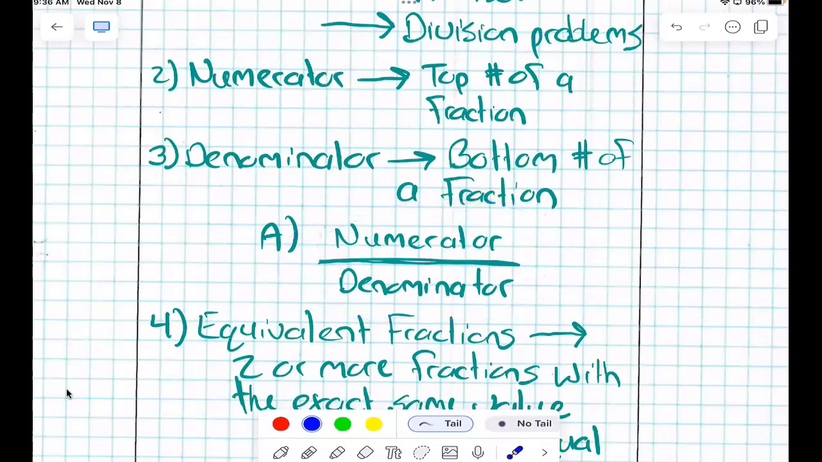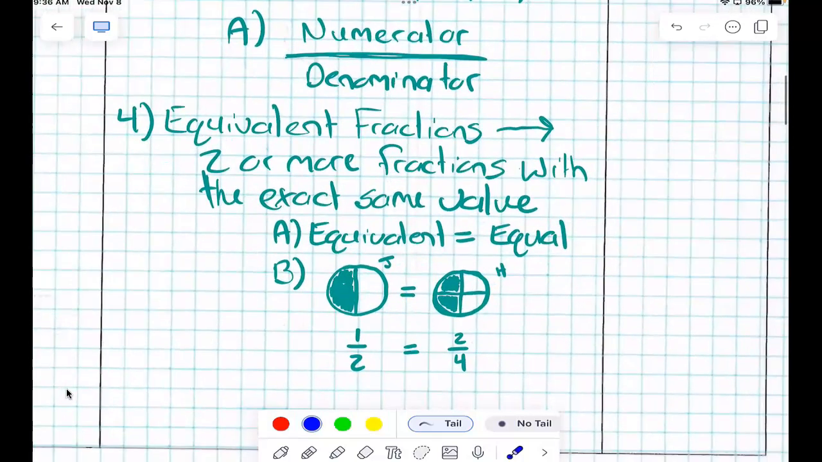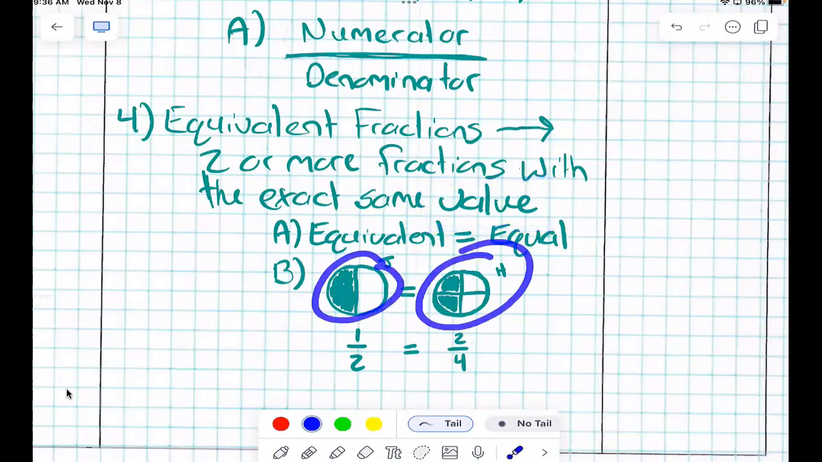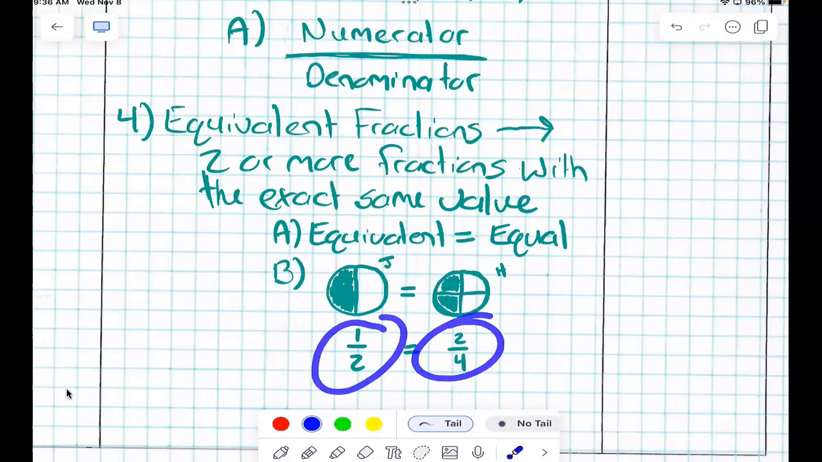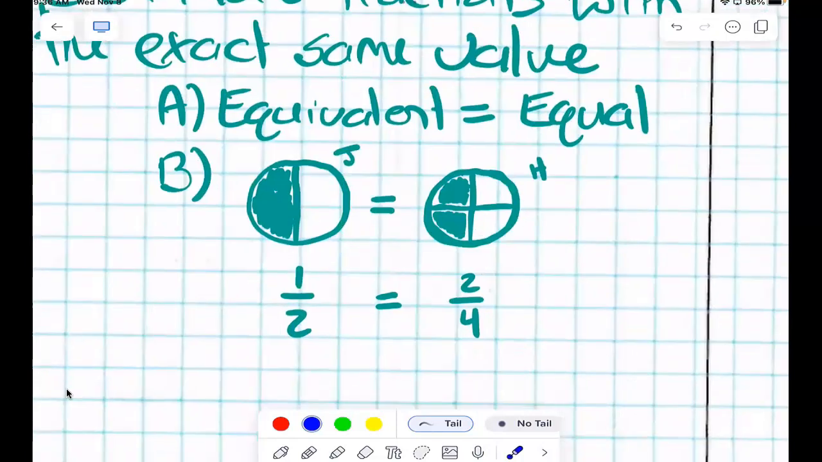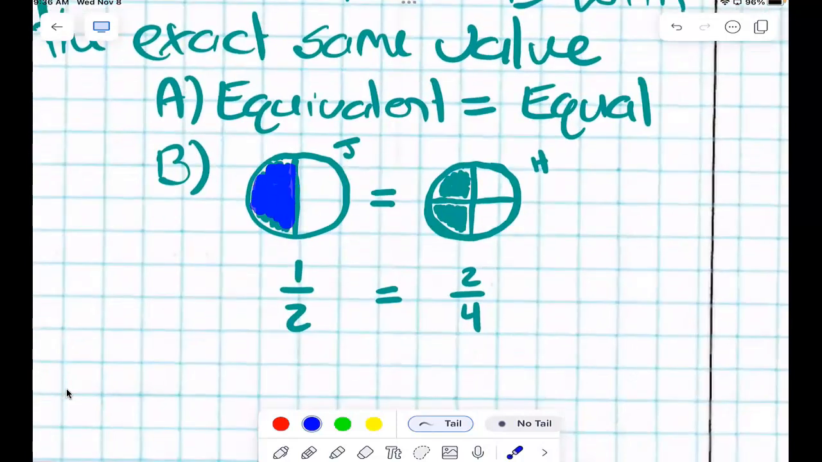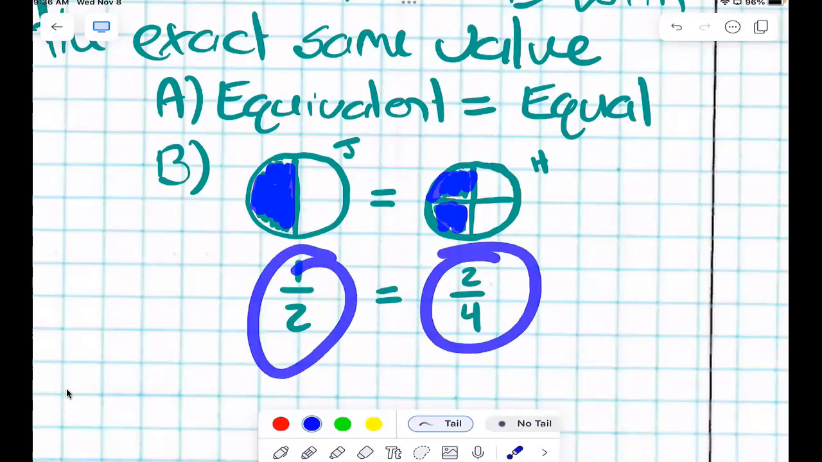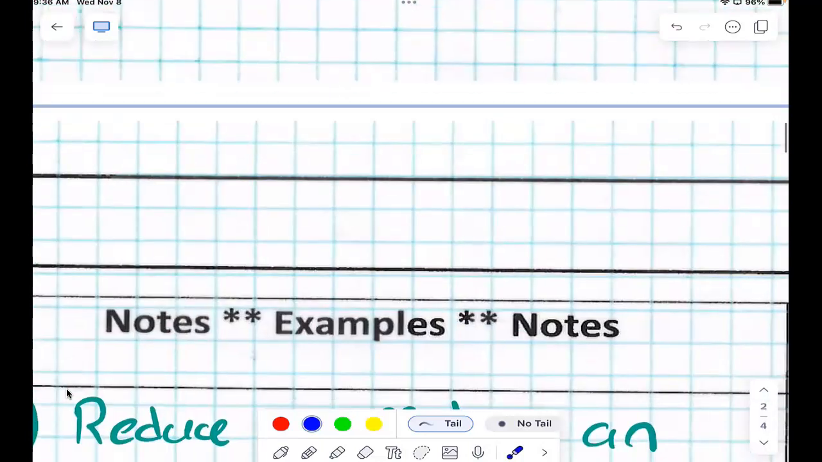Yes. Equivalent fractions would be 2 or more fractions that have the exact same value. Does this fraction and this fraction have the exact same value? Yes. They look a little different, don't they? Yes. And even their fractions are a little bit different, but they have the same value, yes? Yes. Is 1/2 of a pizza, so is this half of a pizza, the same as 2/4 of a pizza? Yes. So this fraction and this fraction are the same. That's what we're going to look at.